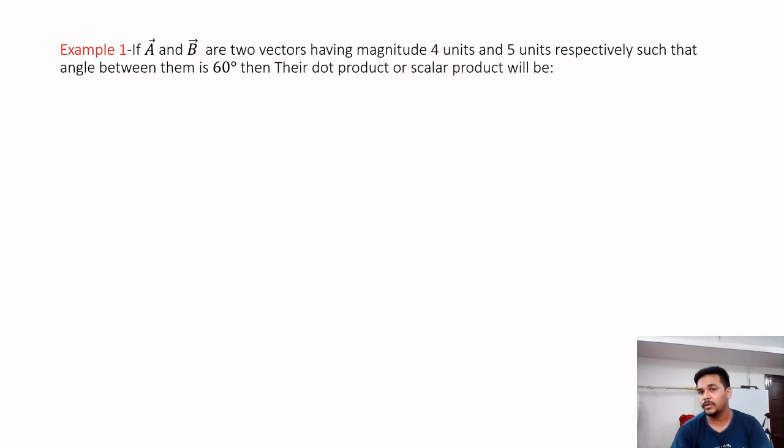Vector A has magnitude 4 units, vector B has magnitude 5 units, such that the angle between them is 60 degrees. Then what will the dot product, or scalar product, be? Say this is vector A, and there is another vector B. The magnitude of B is given as 5, and the magnitude of A is 4 units. The angle between them is given as 60 degrees. So how do we find the dot product of A and B?